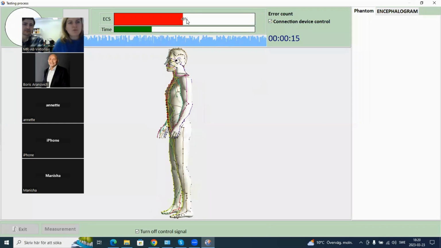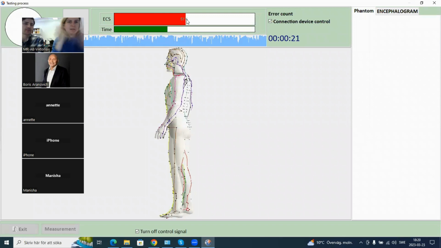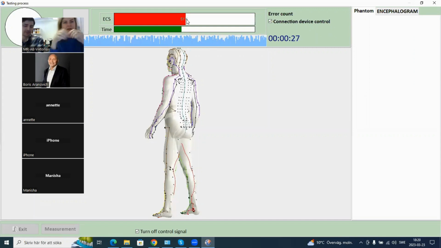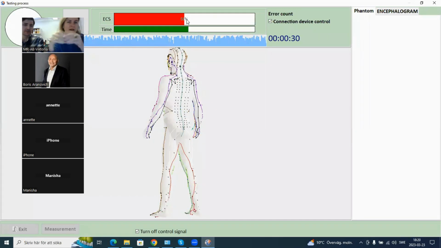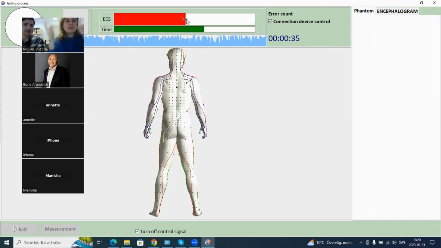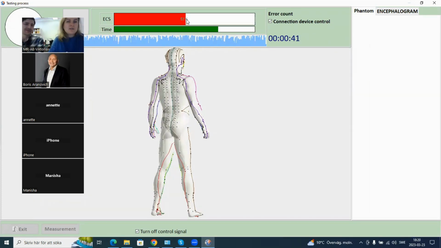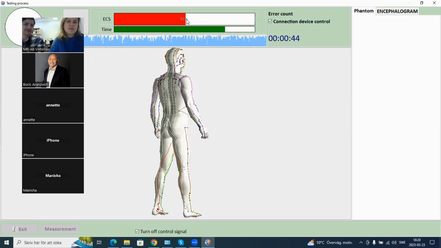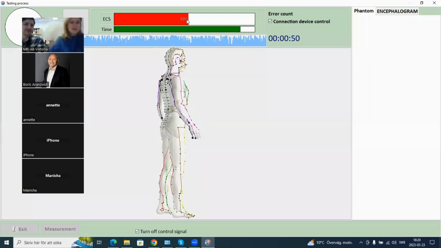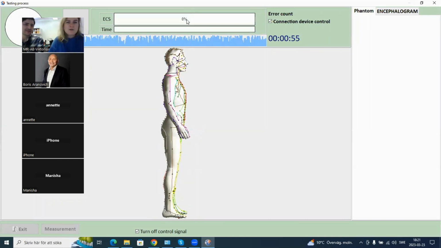Up here you see ECS, 47-48% right now. It shows how open his points MC7 are, how they are connecting to the device. Sometimes the norm comes from 20 to 60%. Sometimes you will meet people that have only 1, 2, 3%. It's actually normal. A few percent of people on earth live on their own energy somehow, not connecting to the cosmos or somewhere. So they usually have 1-2%.